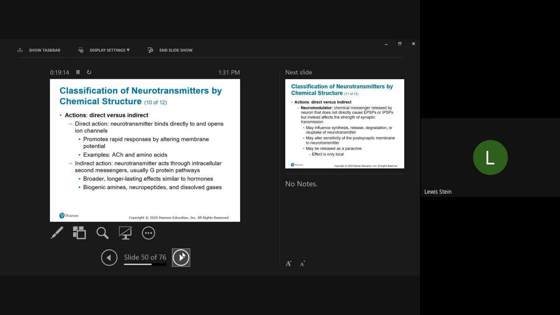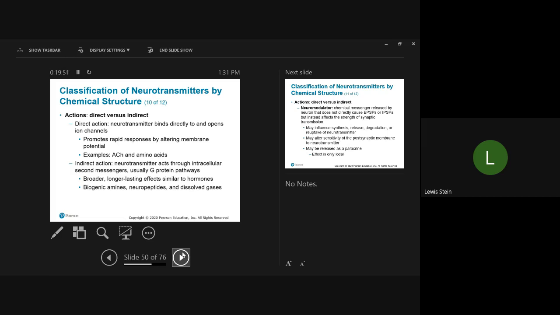And now we get to direct versus indirect. This is important because of the speed of the response. What makes rapid responses are altering membrane potential. As you can see, acetylcholine, sodium and potassium channels being opened and closed, amino acids, particularly those that affect chloride-gated channels, those effects are relatively rapid. Okay? So those are direct acting. The indirect ones, by definition, take longer. And because of that, their actions are more prolonged.